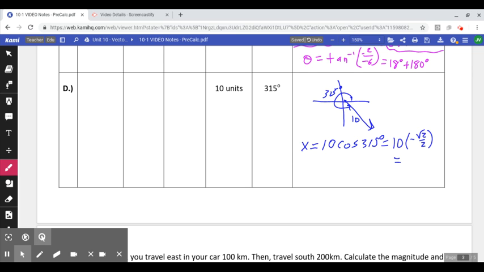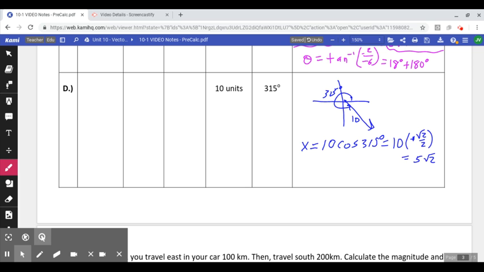Well, if we multiply 10 times √2/2, 10 divided by 2 is 5. Now, we might ask ourselves whether it should be negative, and it definitely shouldn't be negative. So anyways, this should be positive 5√2. And I caught my mistake there for this reason.